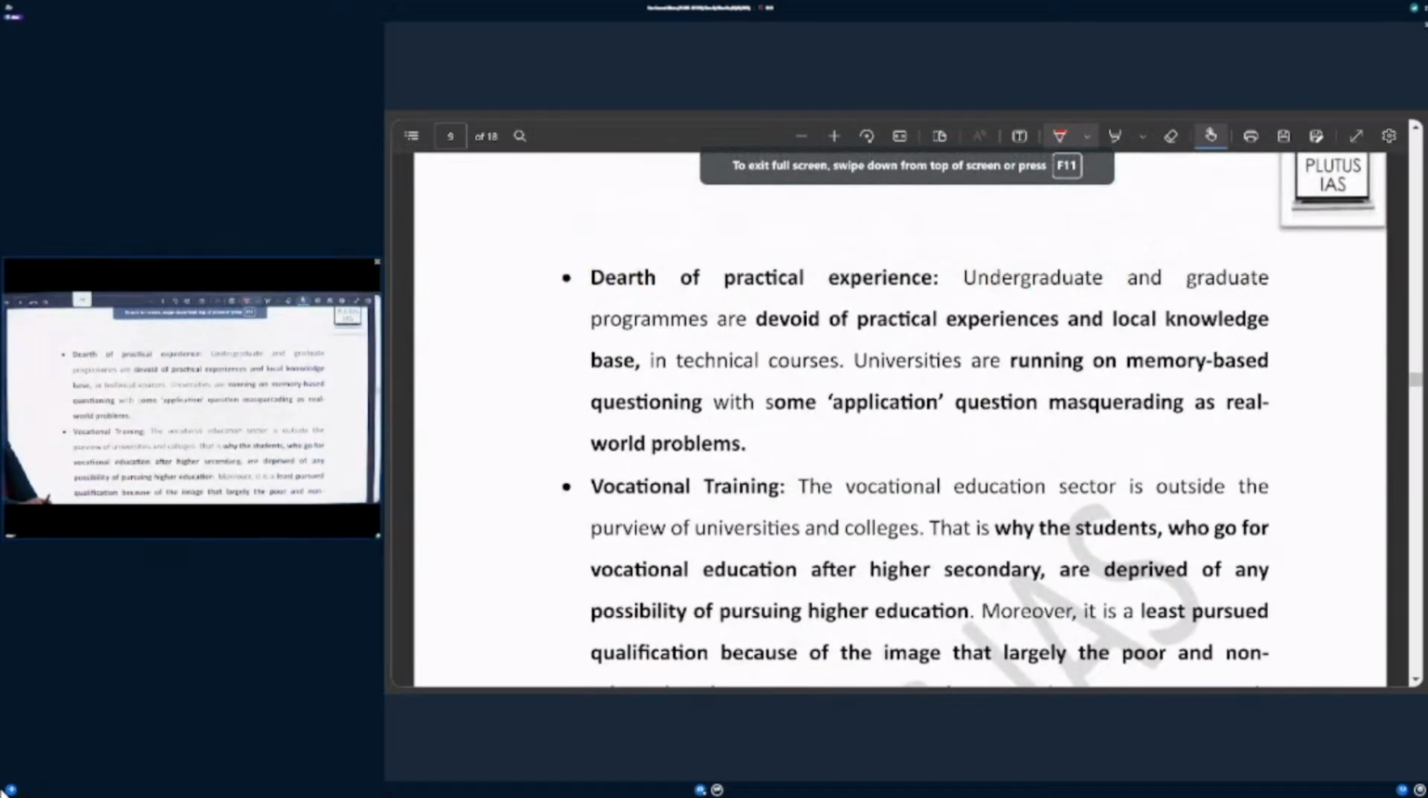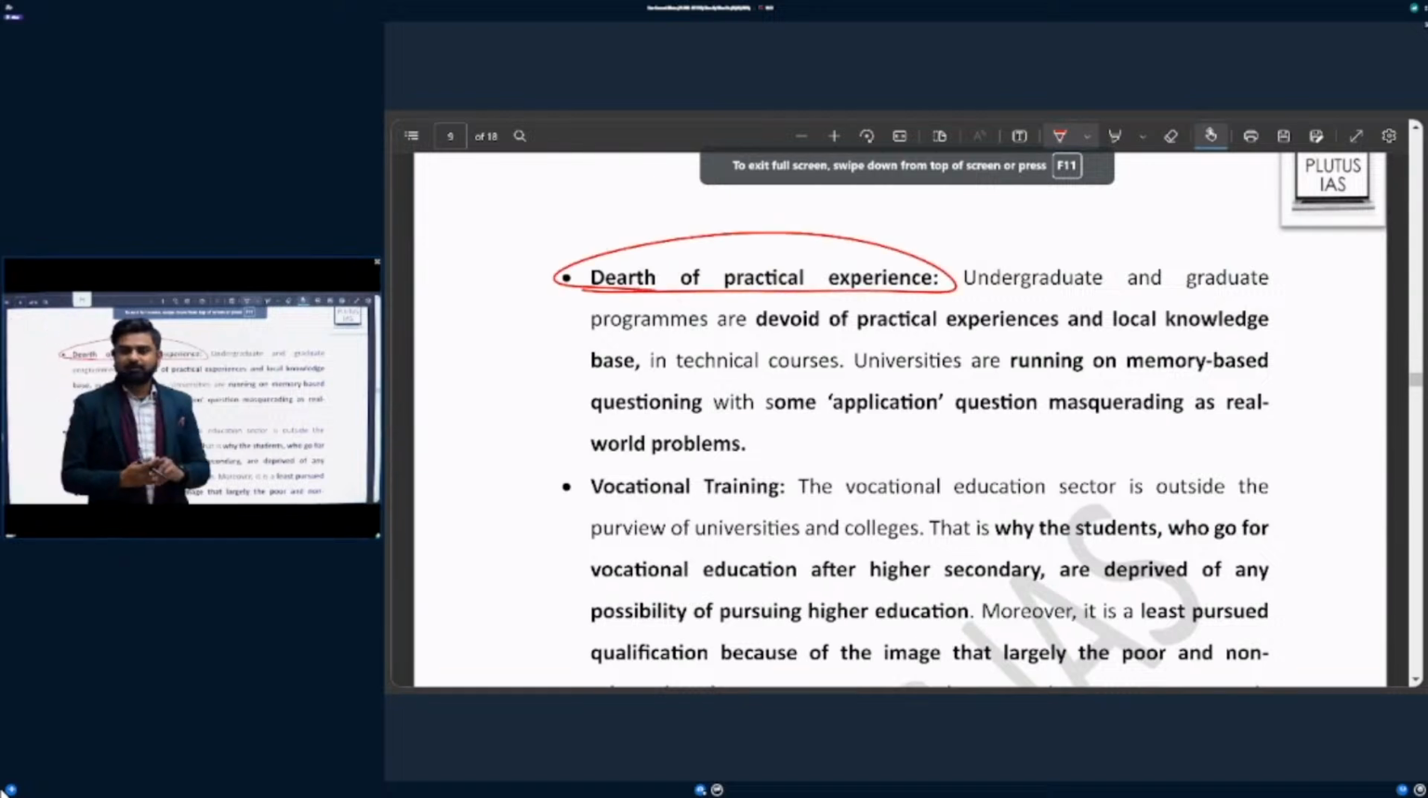पहली प्रॉब्लम जो आप सबको पता ही है, we produce what? We produce graduate idiots. Why we produce graduate idiots?